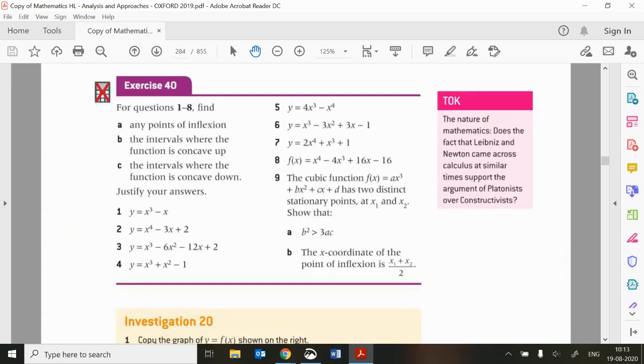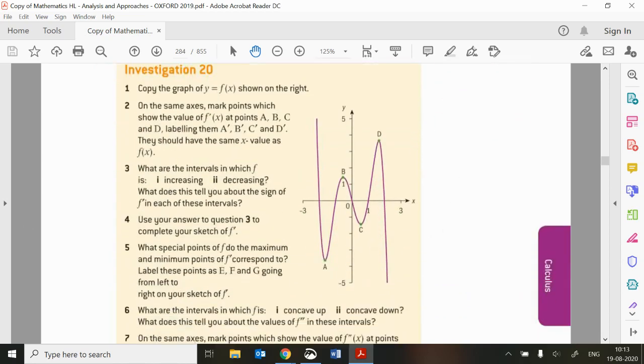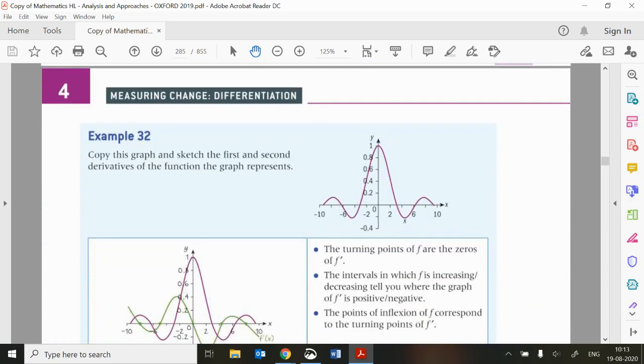I'll stop there. This is exercise 4O. Lots of questions here. These look like short questions, but obviously there's actually a ton of work here. And it's important that you get lots of practice so that you get good at this. Okay. Well, thanks for listening in. And next time round, we are dealing with sketching the functions of the derivative when you're given the original function.